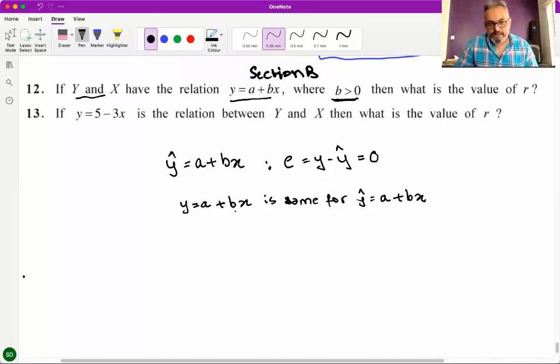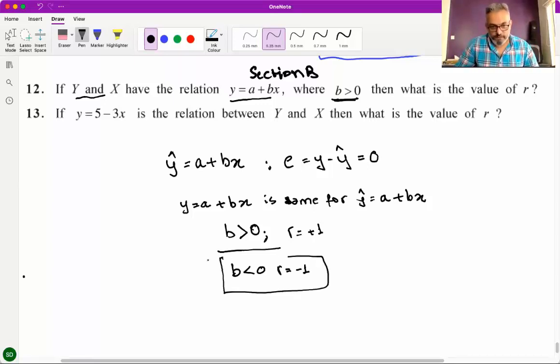So in that case, if b is greater than 0, r is equal to plus 1. And if b is less than 0, now over here it is not a negative sign, but in case b is less than 0, then r is equal to minus 1. This is extra, not for this sum. So please write this.